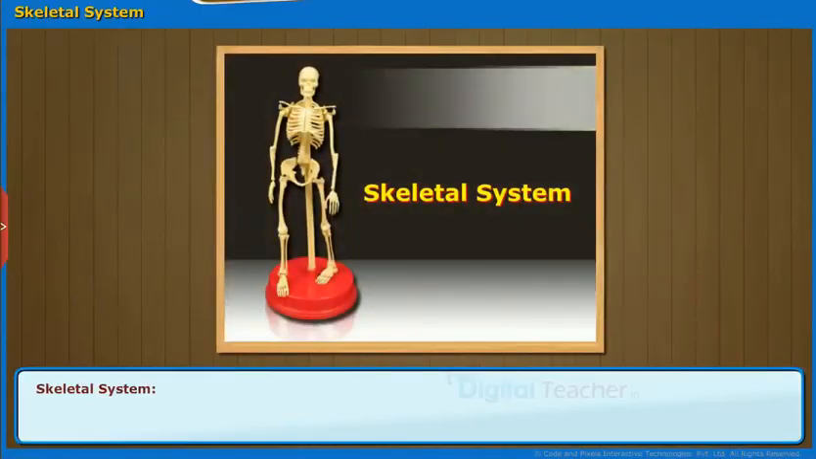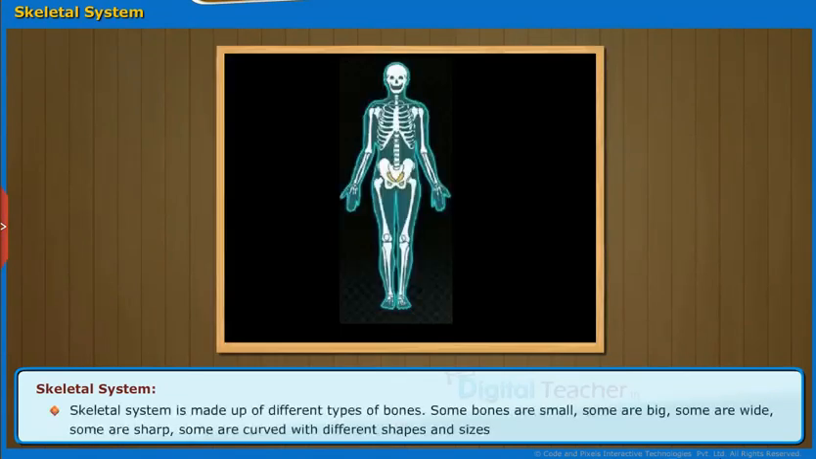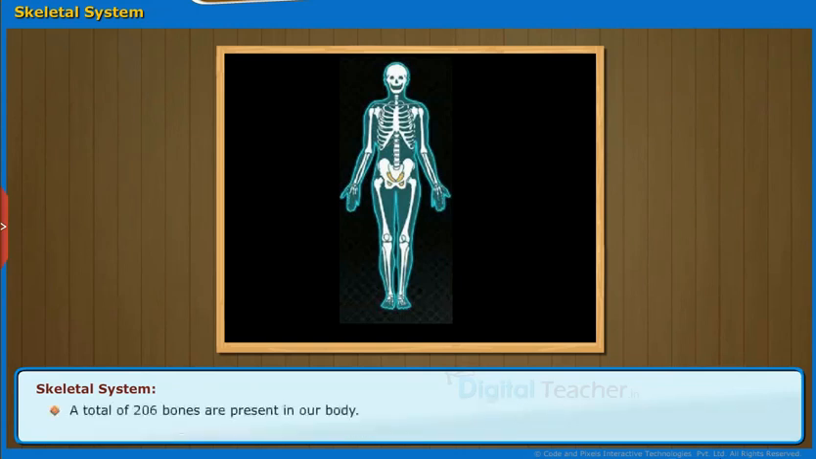Now, let us study the other important internal organ, the skeletal system. Skeletal system is made up of different types of bones. Some bones are small, some are big, some are wide, some are sharp, some are curved with different shapes and sizes. A total of 206 bones are present in our body.